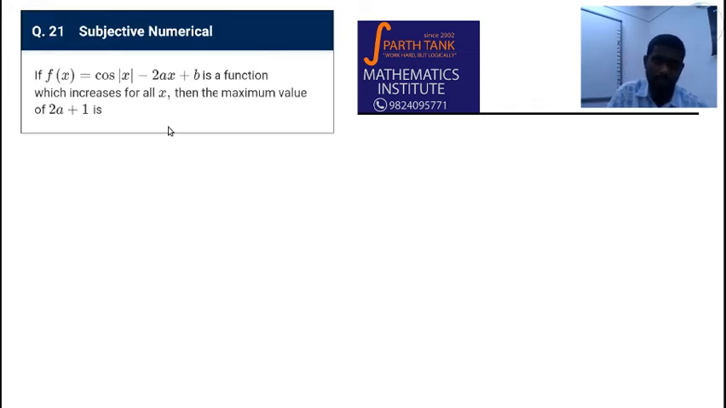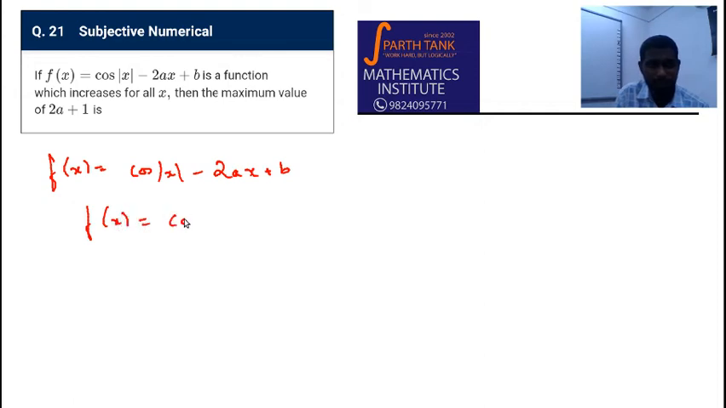Now we move on to the subjective numericals. Question number 21. f of x is given as cos of mod x minus 2ax plus b, which increases for all x. Then the maximum value of 2a plus 1 is. Now first of all, cos of x is an even function. So mod x is like x when x is positive, minus x when x is negative, but cos of x and cos of minus x are the same. So the mod can just be forgotten.